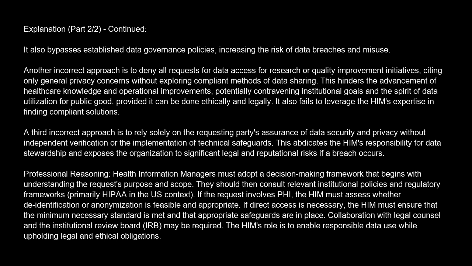Professional reasoning. Health information managers must adopt a decision-making framework that begins with understanding the request's purpose and scope. They should then consult relevant institutional policies and regulatory frameworks, primarily HIPAA in the U.S. context. If the request involves PHI, the HIM must assess whether de-identification or anonymization is feasible and appropriate. If direct access is necessary, the HIM must ensure that the minimum necessary standard is met and that appropriate safeguards are in place. Collaboration with legal counsel and the Institutional Review Board, IRB, may be required. The HIM role is to enable responsible data use while upholding legal and ethical obligations.